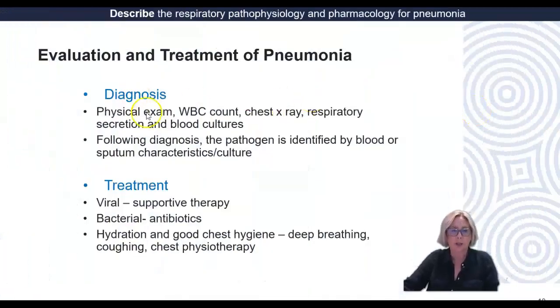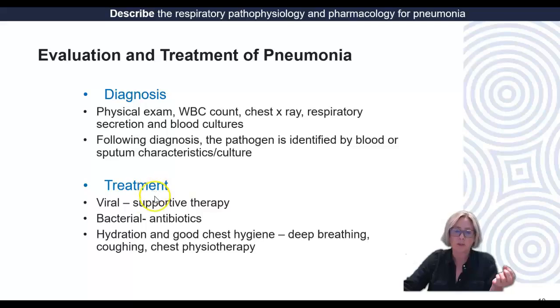In terms of diagnosis, this is done via a physical exam, so listening to chest sounds by auscultating the chest with a stethoscope, white blood cell counts for infection, chest x-ray, respiratory secretions, and of course blood culture. Respiratory secretions being those sputum samples. And then the pathogen is identified by blood or sputum characteristics in culture. So obviously, if it grows on an agar plate, it's going to be some sort of bacteria or fungus.